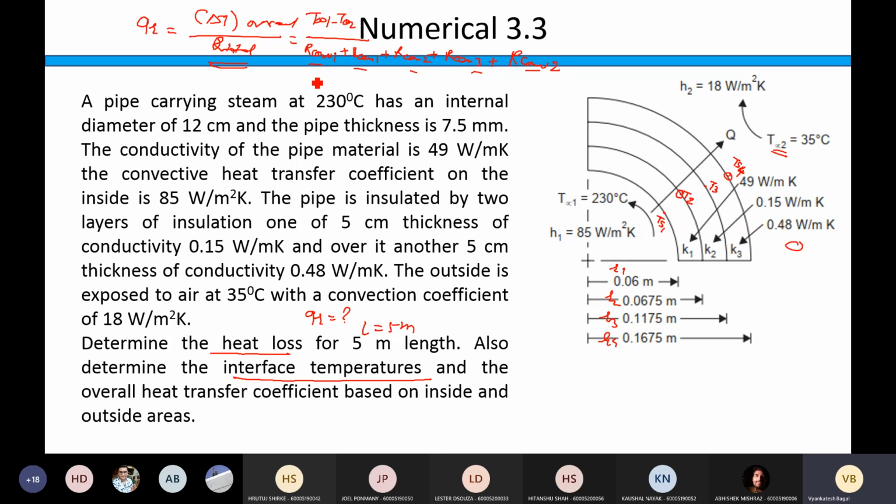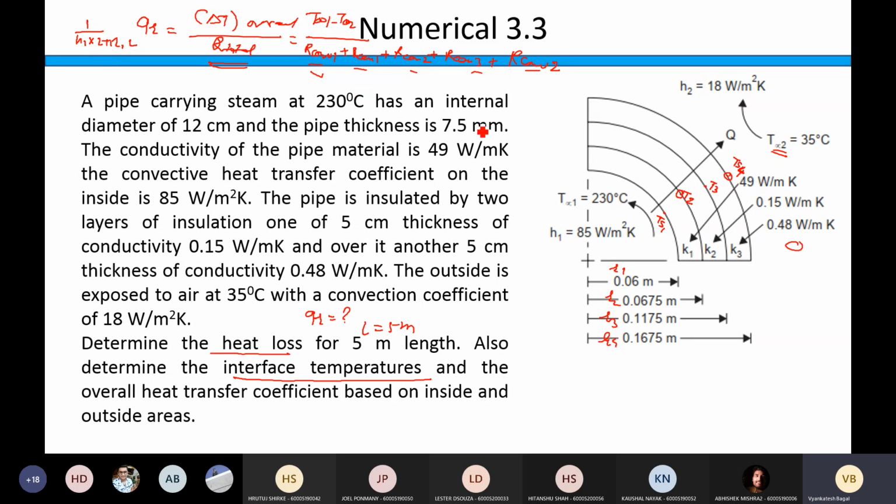So what is R convection 1? What is the formula you are using? Is 1 upon H1A1, right? Yes. So 1 upon H1 into 2 pi R1L. So whatever value you get, write it here.